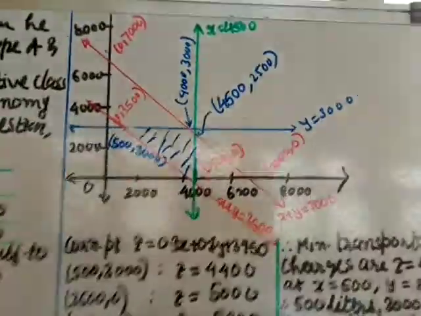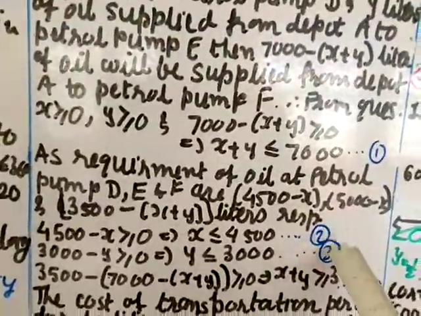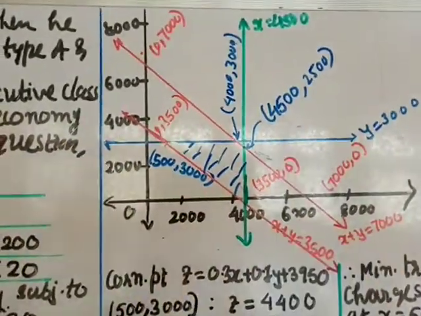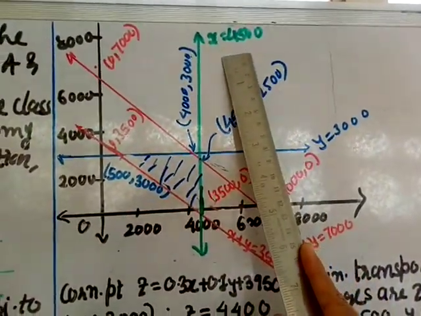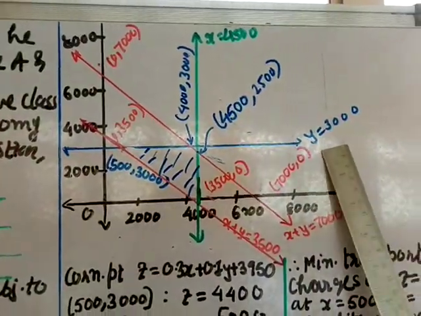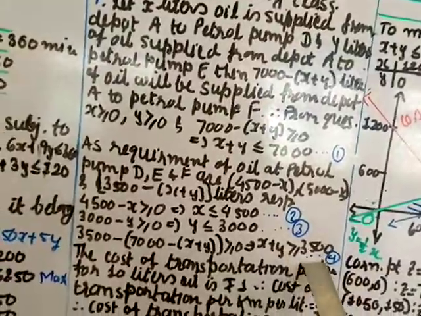Now we draw the graph. As I said, you have to draw equations 1, 2, 3 and 4. So you will get 4 lines here. I have drawn them. This is my x is equal to 4500 line, this is my y is equal to 3000 line, and these two lines are equation 1 and equation 4. I have not taken the points, I have directly drawn.